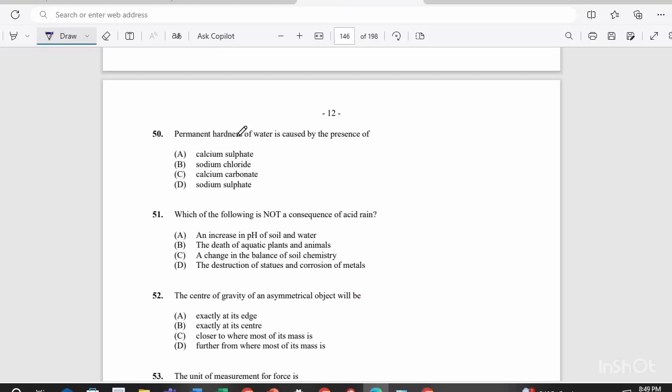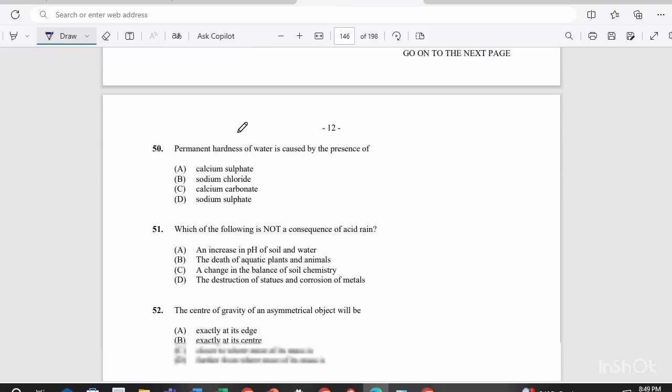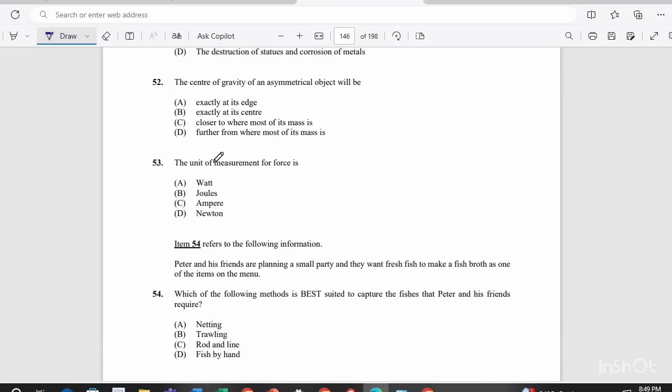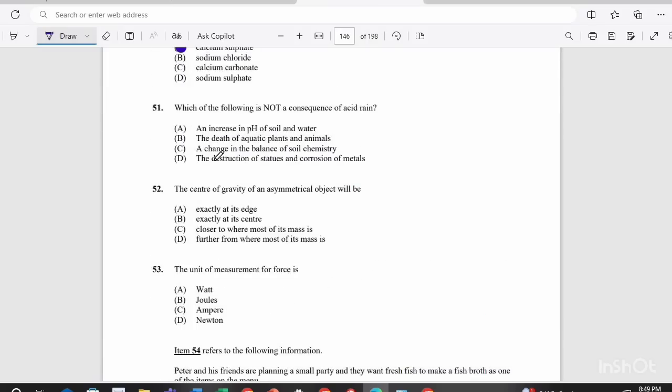Question 50. Permanent hardness of water is caused by the presence of A. Calcium sulfate, B. Sodium chloride, C. Calcium carbonate, or D. Sodium sulfate. The answer there is A. Calcium sulfate. That can cause permanent hardness of water.